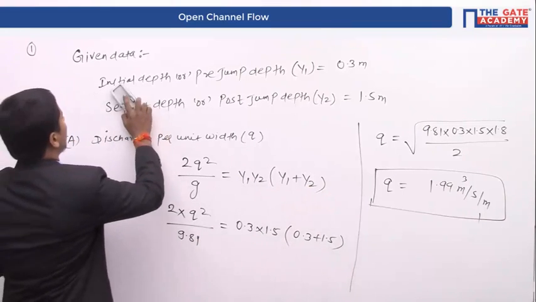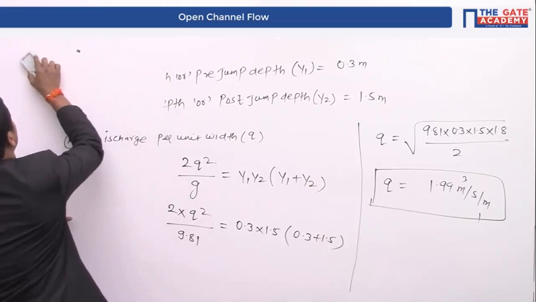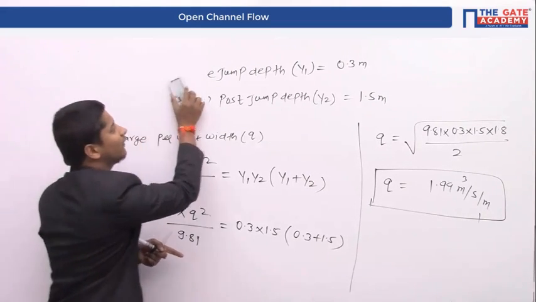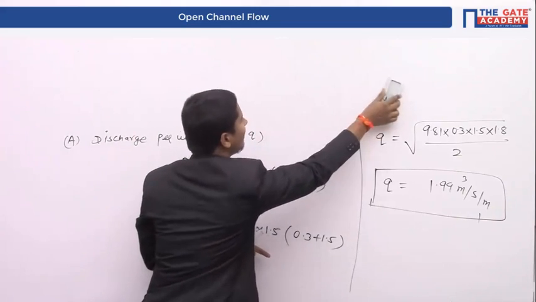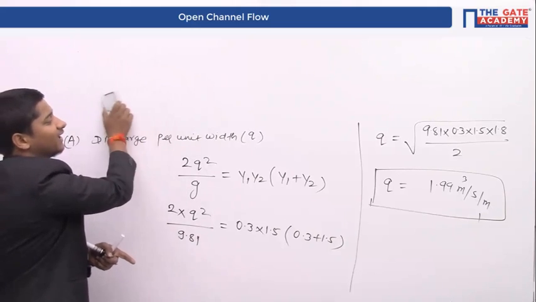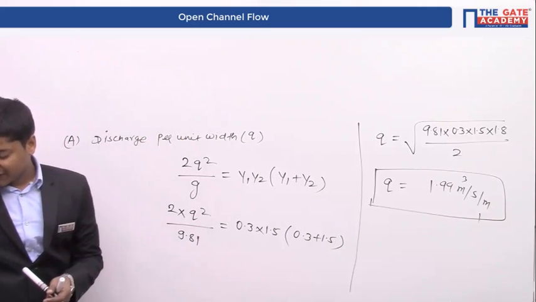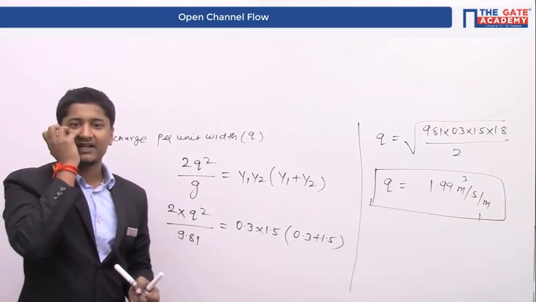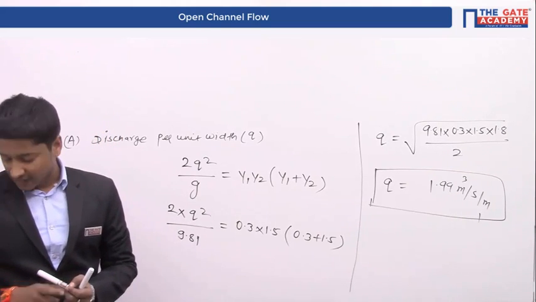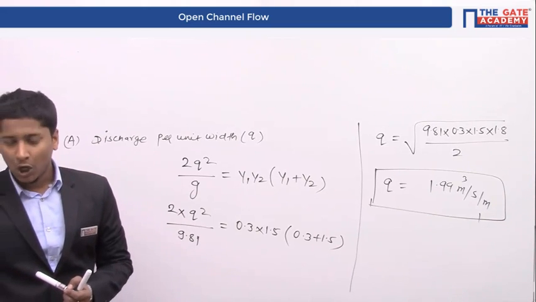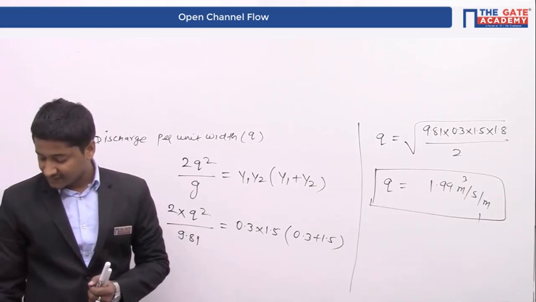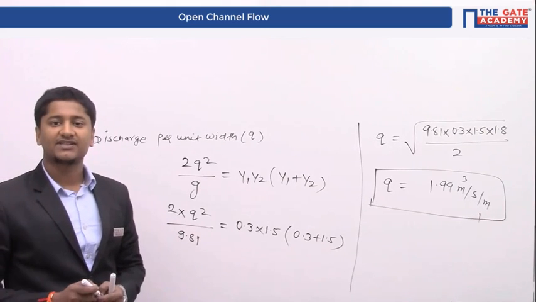Now I am running this part, and in the second part of this question they are asking what will be the energy loss. Definitely if a hydraulic jump is happening, some energy loss will be there. So what will be the energy loss in this problem? They are giving 4 options. Option A is 0.64, option B is 1.26, option C is 0.96, and option D, the last option, is 0.88.